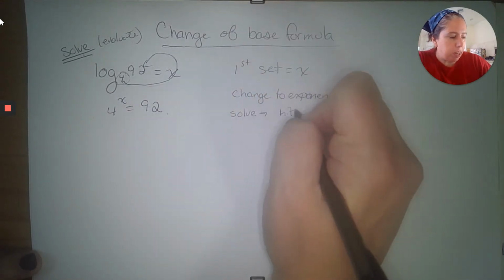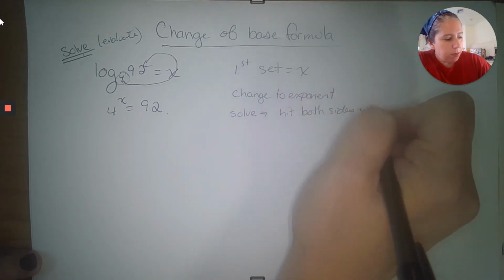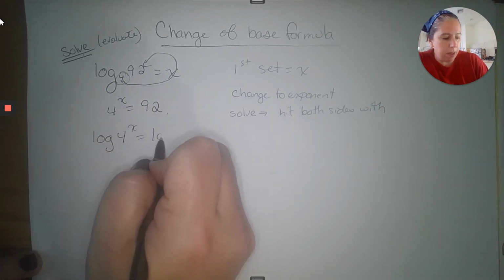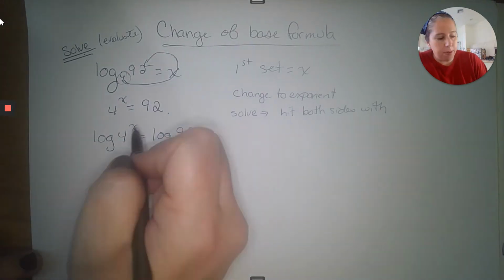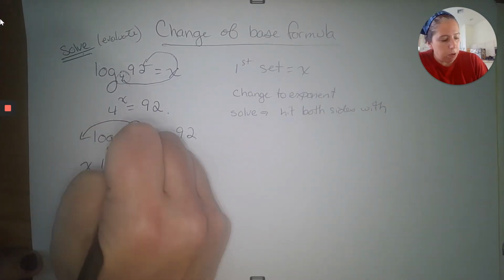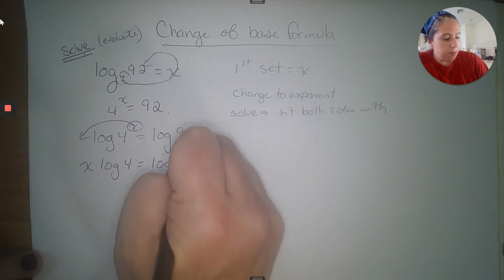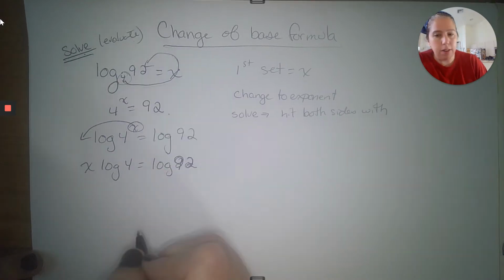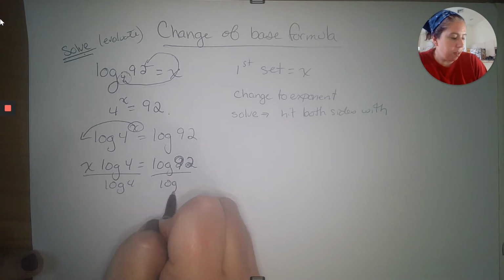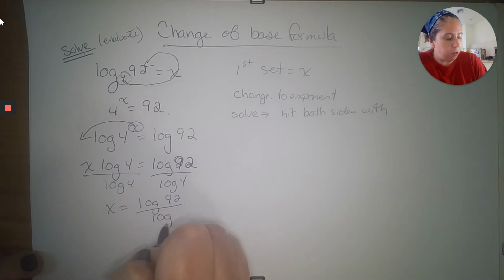You're going to hit both sides with the log. It's going to drop down to the front. So x log 4 equals log 92. Get the x by itself, so divide both sides by log 4. So x equals the log of 92 divided by the log of 4.